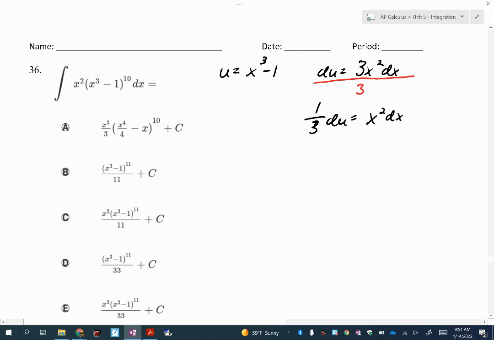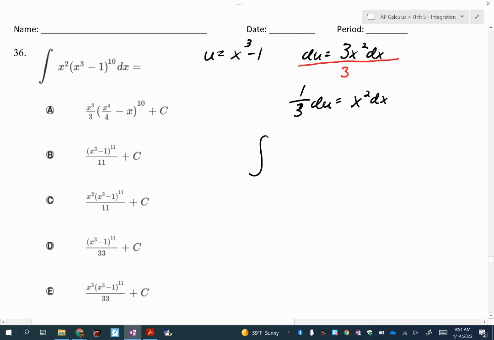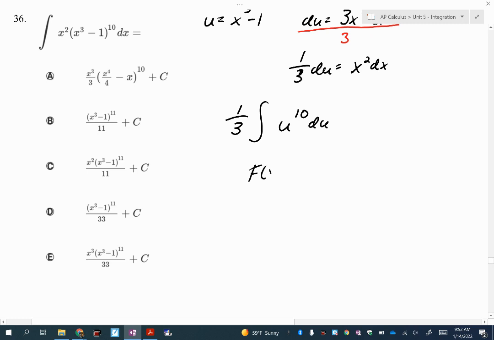All right, so that takes care of the x squared dx. I've got my u substitution. We're ready to do that integral now. Remember, the 1/3 is going to go out front, and then it's going to be u to the 10th power times du. No need to worry about changing limits of integration. This is an indefinite integral, so I'm just going to find the antiderivative. So I should put f of u, which is going to be u to the 11th power. But if you take the derivative of that, you get 11 times u to the 10th power. And I don't want 11.